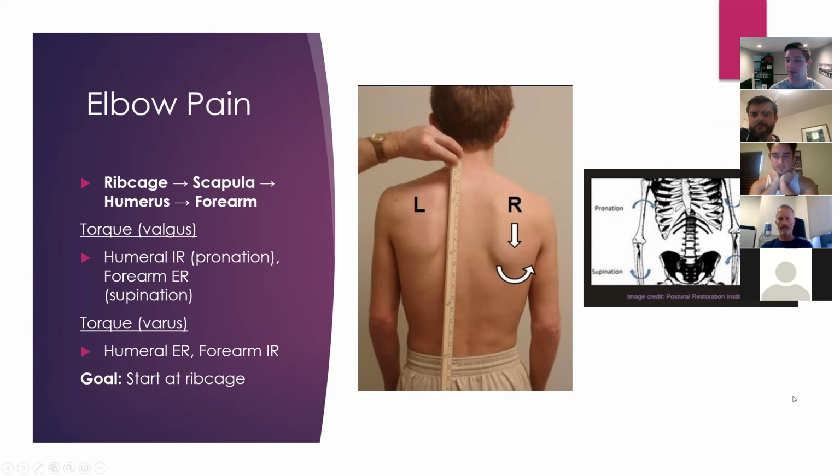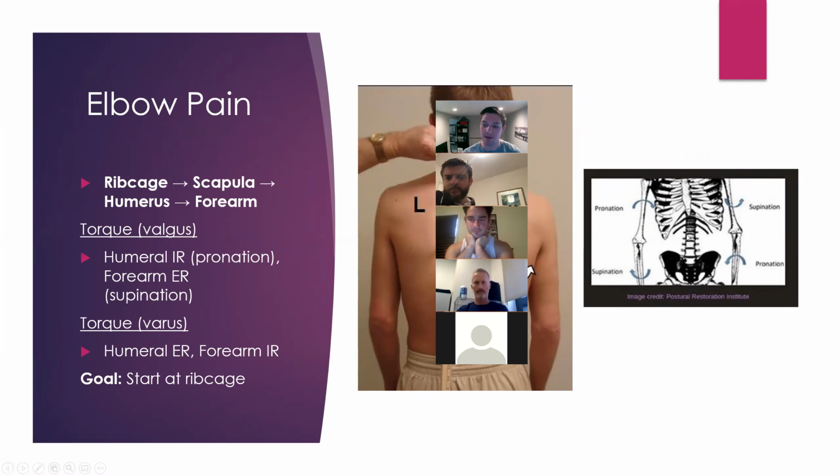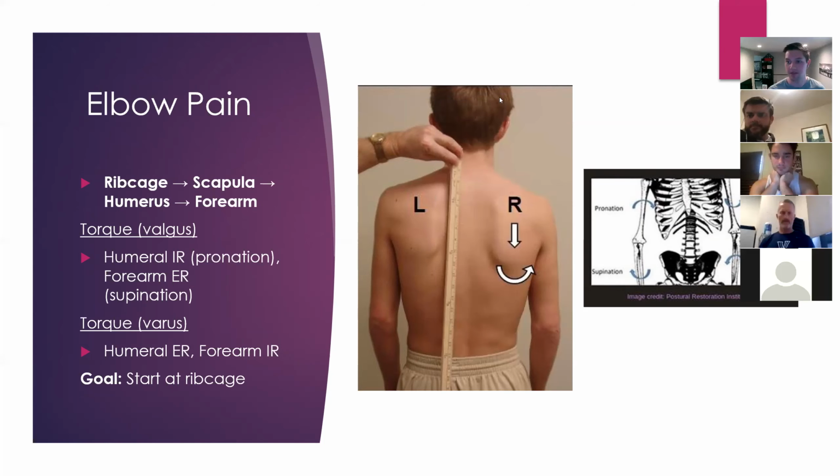If you look at this image on the right, you're going to see what usually happens in most people within the left AIC pattern. The right arm is biased towards pronation. We call that internal rotation too. And then the right forearm comes out into supination and external rotation. So what do you have there? You have that valgus on the right. On the left, you have the opposite: more of an ER bias at the left humerus and more of an internal rotation, pronation bias at the left forearm. We call that varus, just the opposite of valgus.